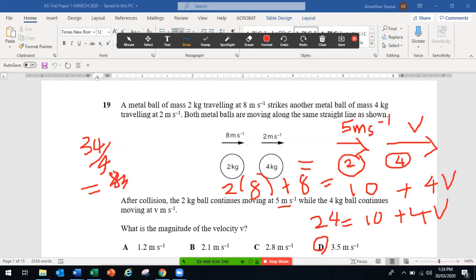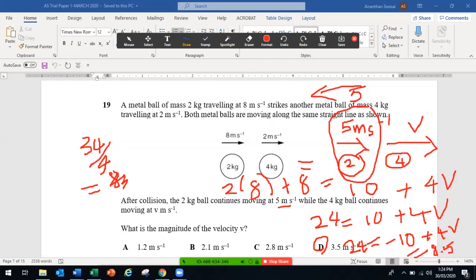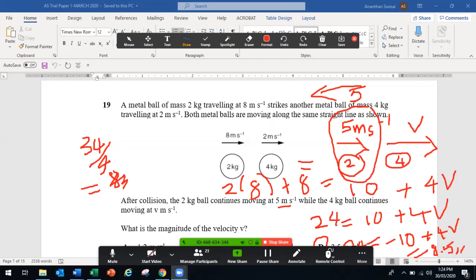Teacher, why did you get 34? If it moves in another direction. If this is the right, this is the working. It can move to the left too, right? If it moves 5 like this, then the 10 becomes negative 10. So 24 minus negative 10. This is another possibility, so you get 34 over 4, which is 8.5. And we don't have 8.5 here, so go for 3.5. So two possibilities.